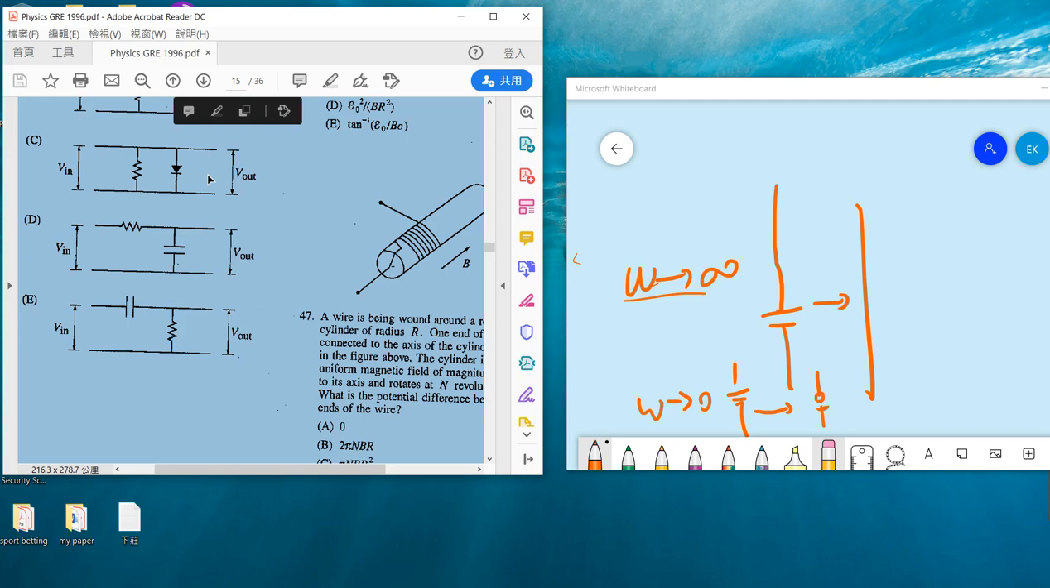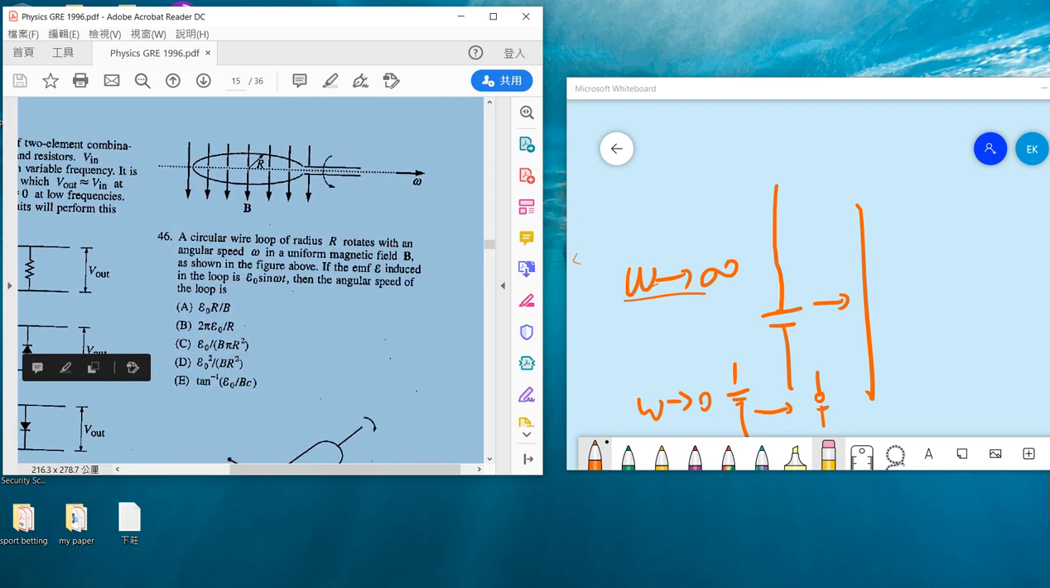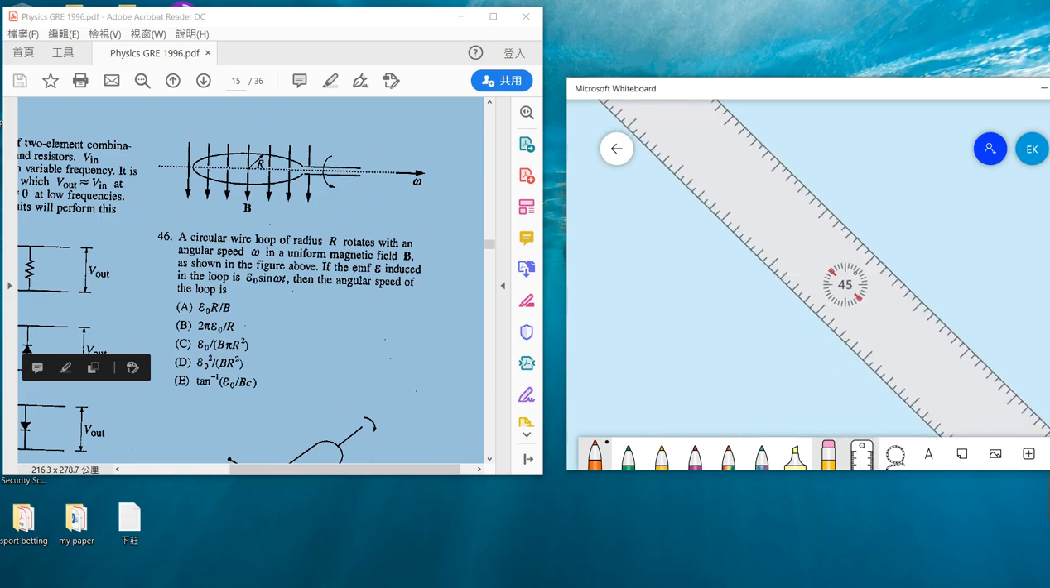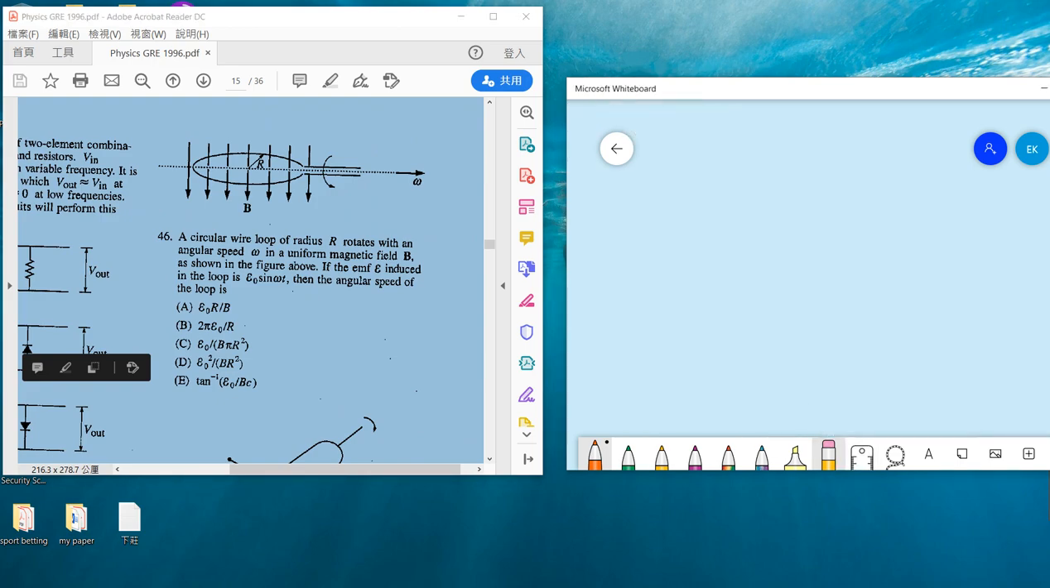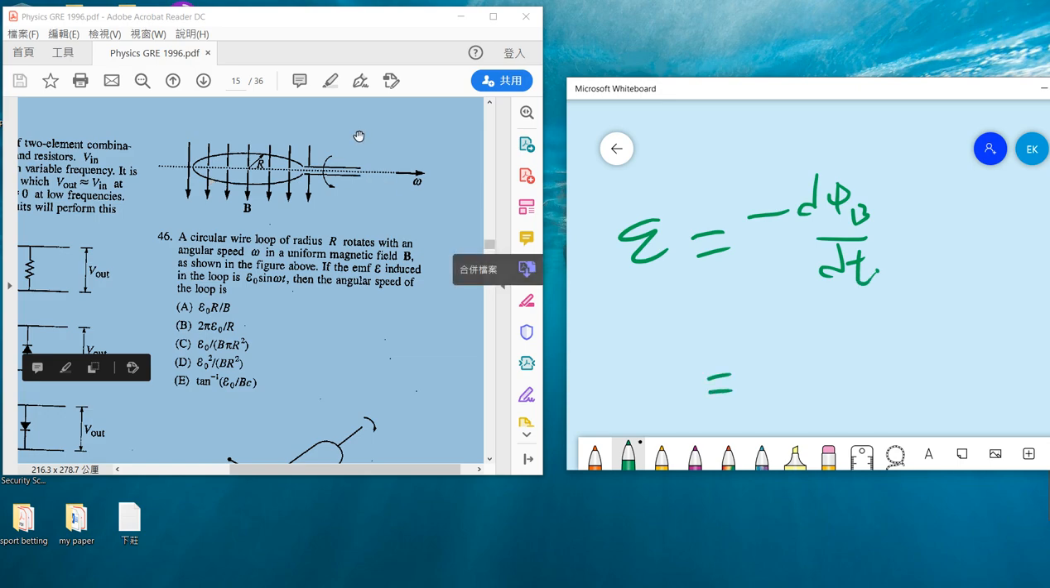Okay, so 36 is basically asking about Faraday's law. So you have an important formula that I suggest you must remember. This is the magnetic flux. Basically, this magnetic flux is B times A, and in your case, when you do a rotation, the area changes.